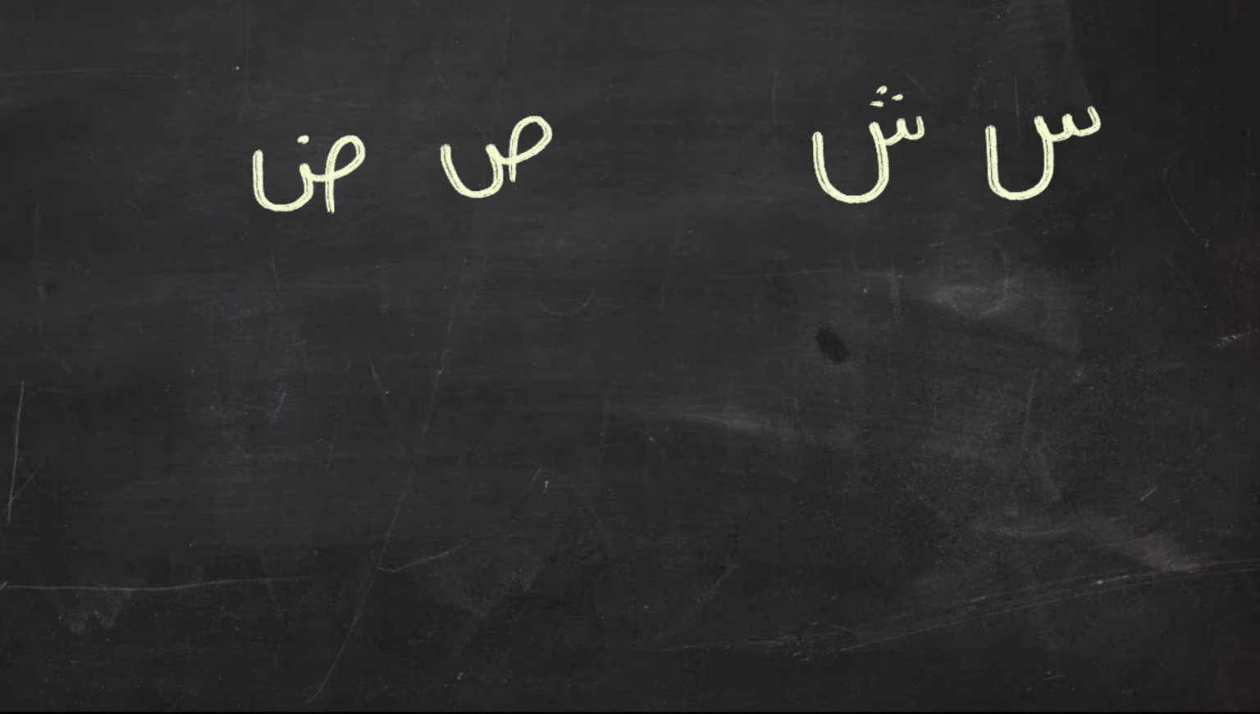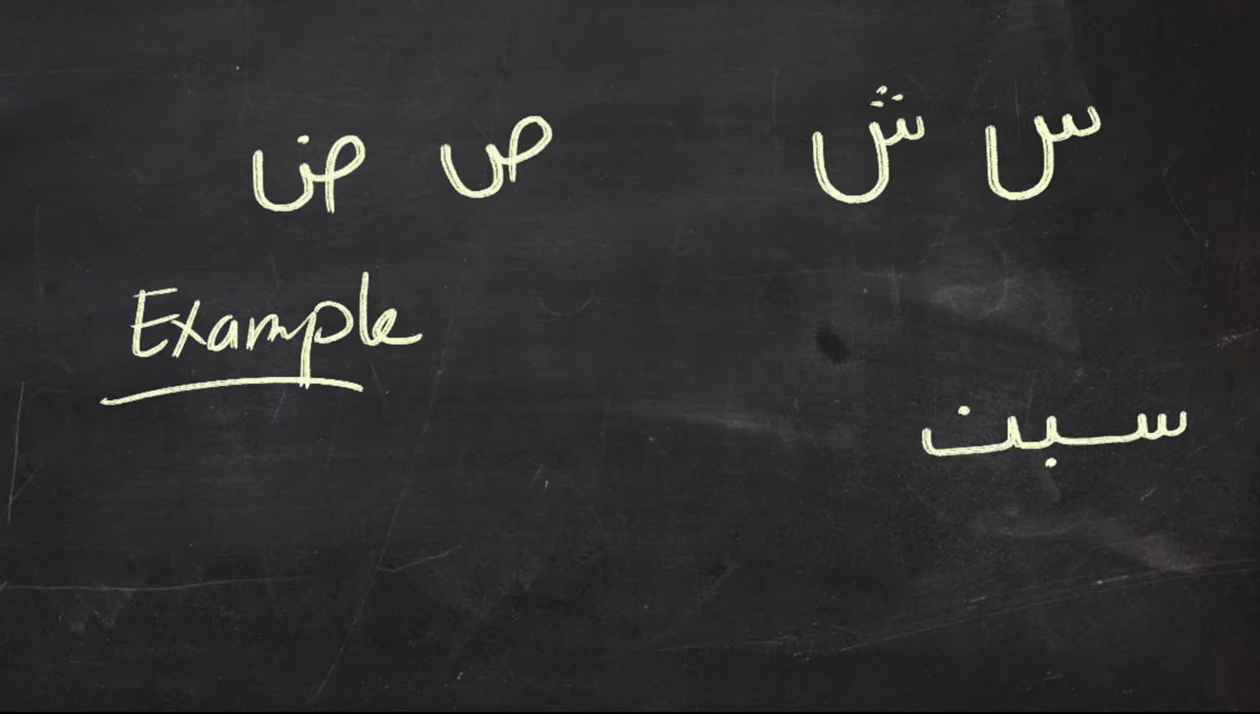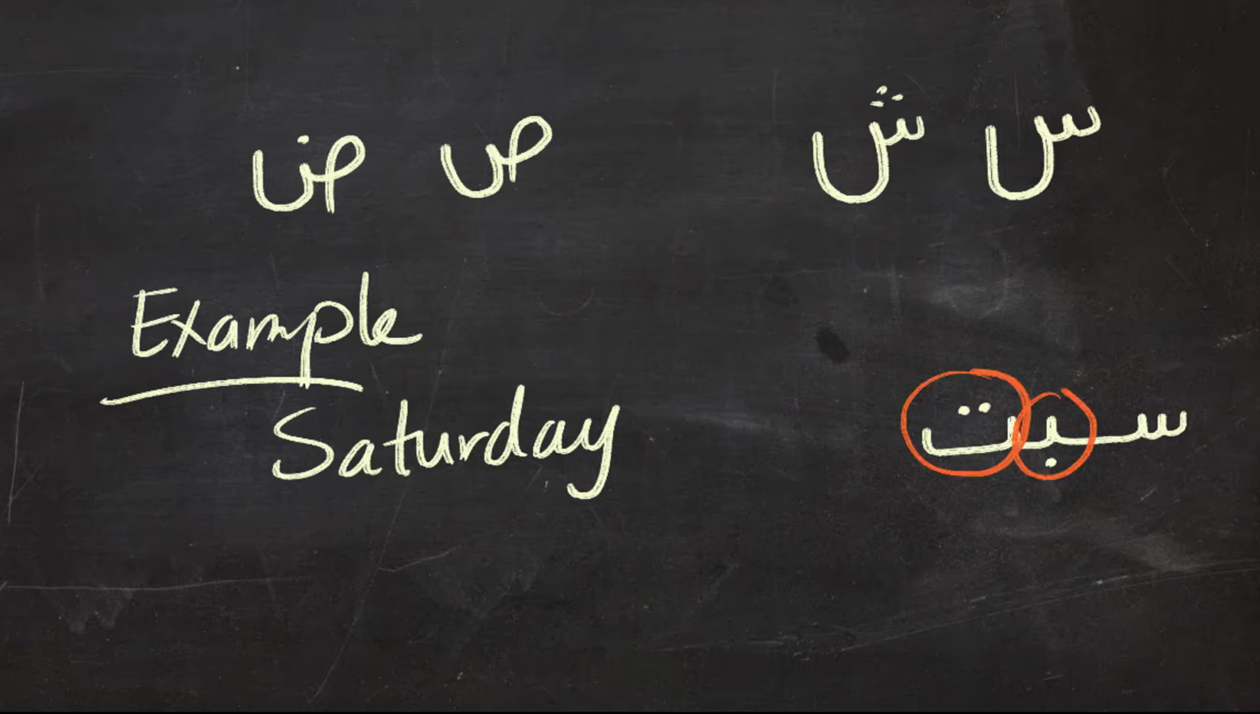Some examples. The first example is the word sabt. Sabt means Saturday. Notice how the ba is connected to the sin from the right and te from the left. Remember how we used to attach these two letters? Very important. Don't forget it. Keep repeating because this is the way to learn the language properly.